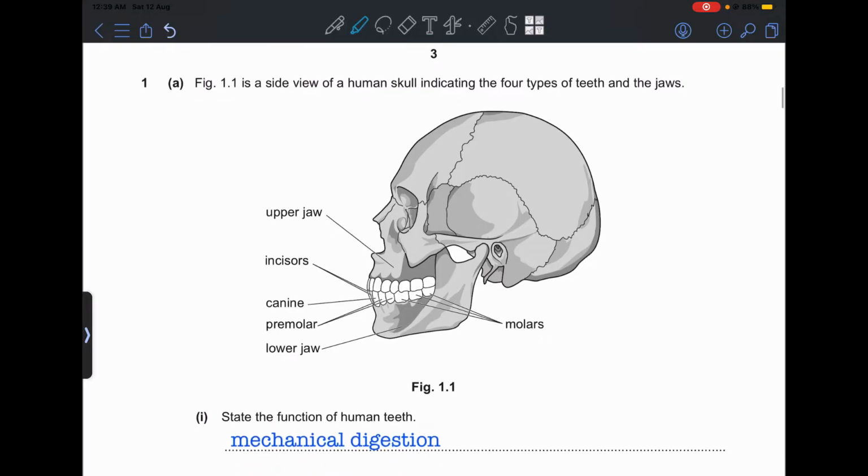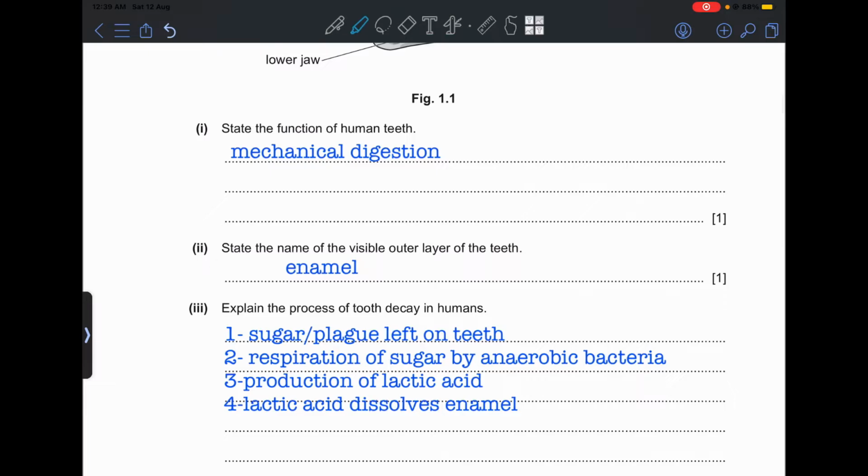Question number 1a, figure 1.1 is a side view of a human skull indicating the 4 types of teeth and the jaws. State the function of the human teeth. Of course, it is mechanical digestion. You can also say physical digestion if you want. Question double I, state the name of the visible outer layer of the teeth. It is the enamel.